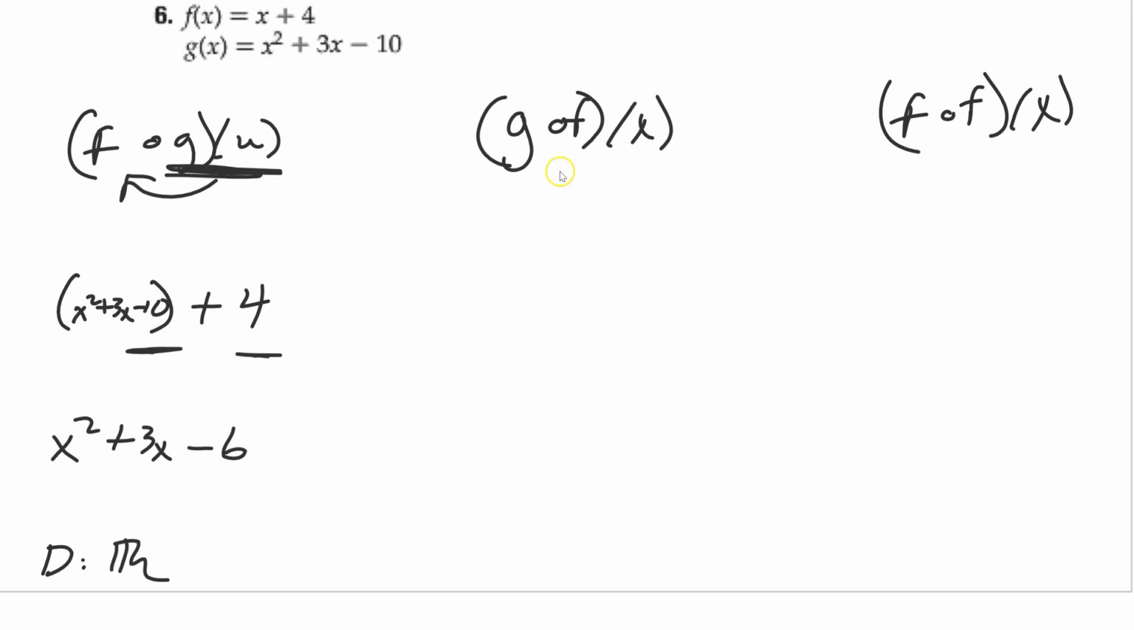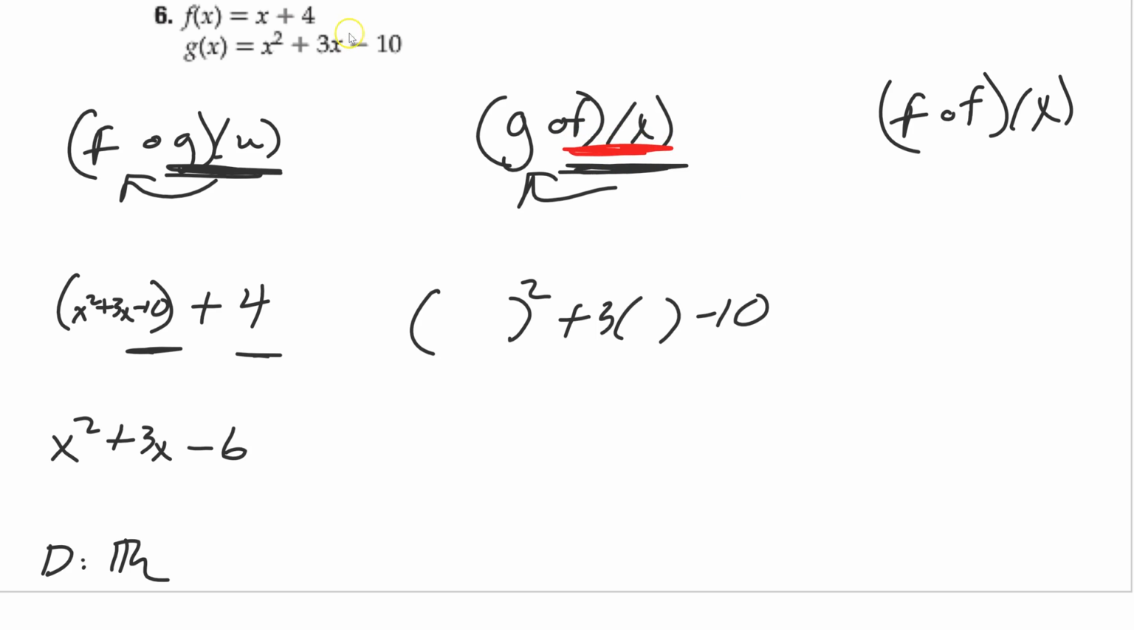G of f of x, right? We're going to plug f into g. So write out what g is. G is this mess, this whole thing. And then we've got to plug f into it. So let's plug in f. F is x plus 4. We're plugging into every single x we see. So x plus 4, x plus 4.